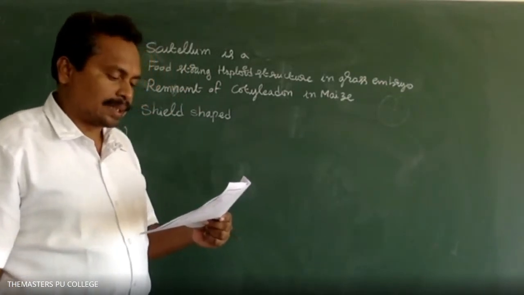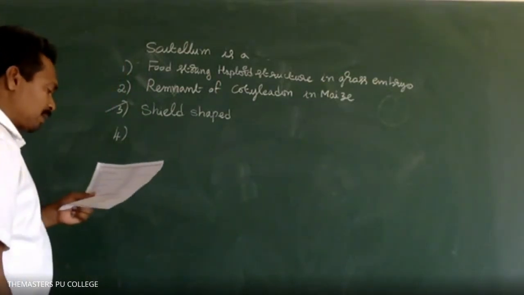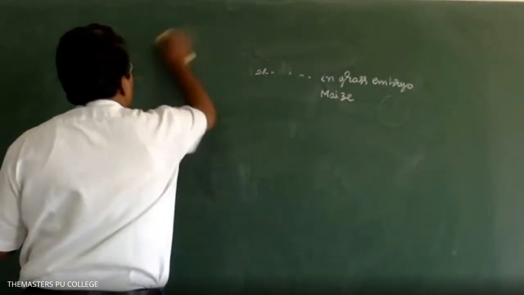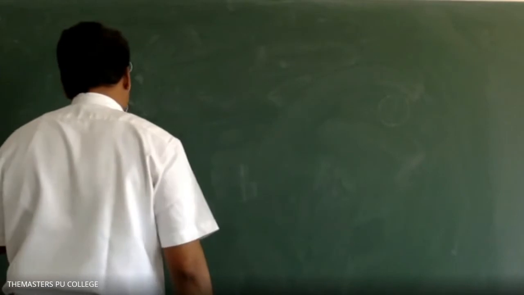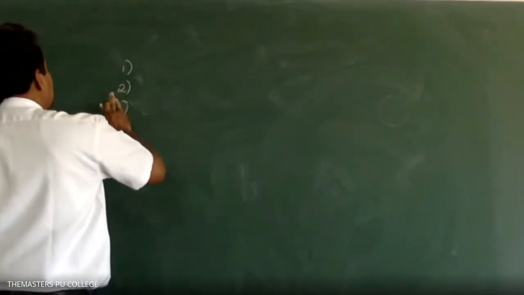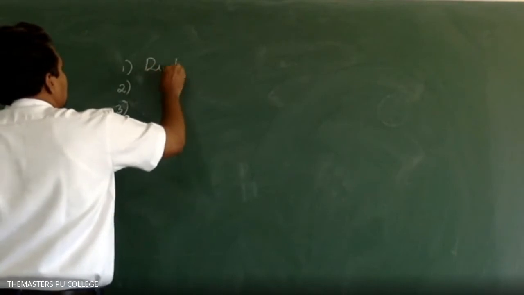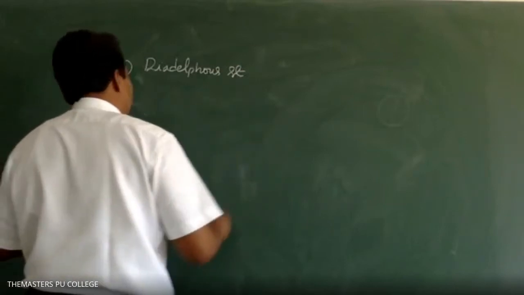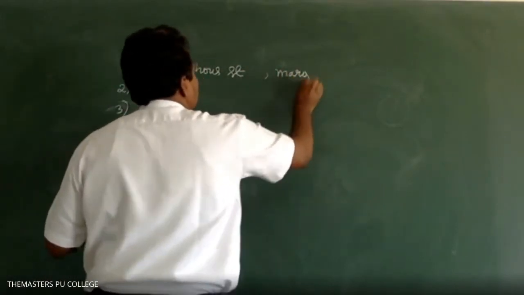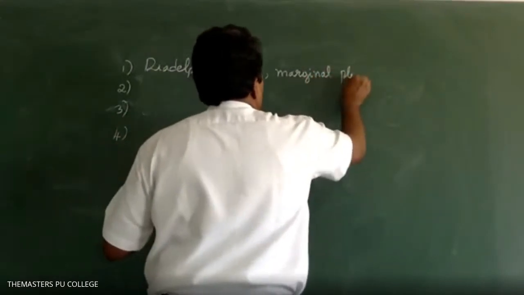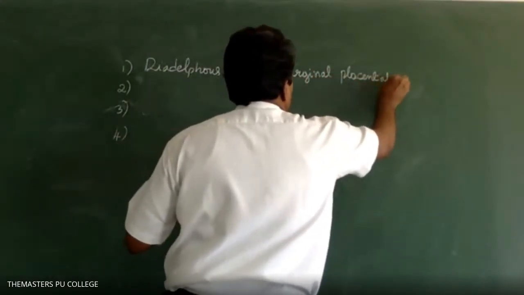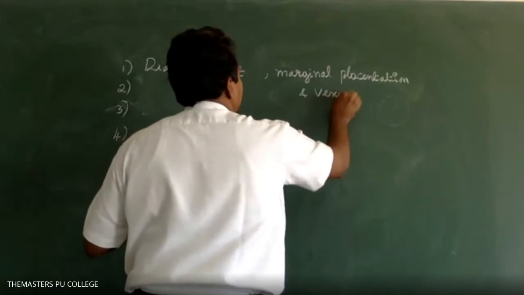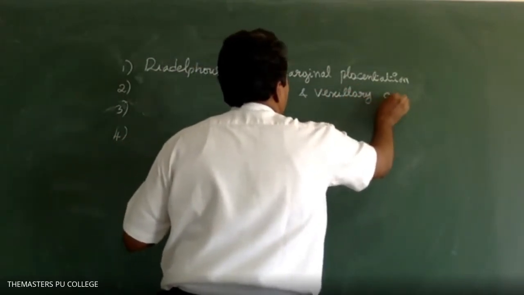Question 98. Family Fabaceae is concerned with... What are the given options? Option 1 is diadelphous stamens, marginal placentation, and vexillary corolla.